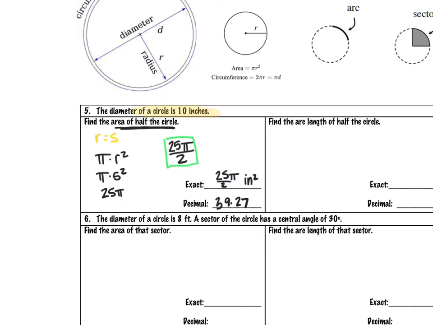Okay, so I found the area of the entire circle, and then I wanted half the circle, so I just divided it by 2.